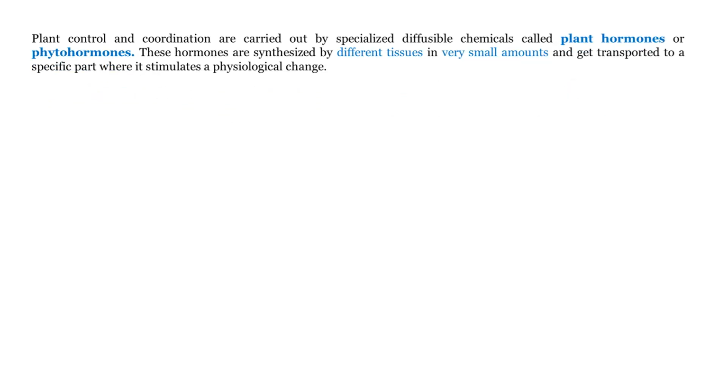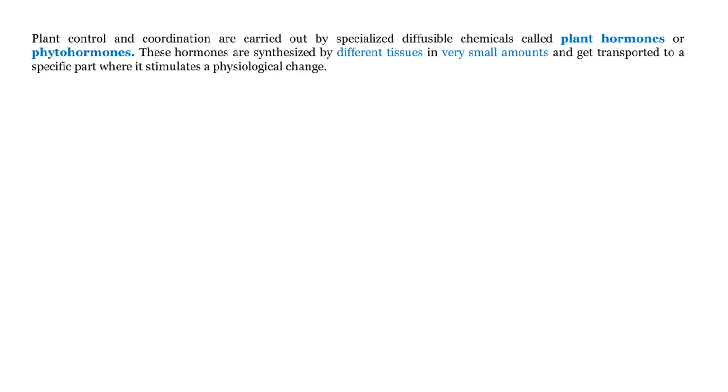Let's move ahead. Plant control and coordination are carried out by specialized diffusible chemicals known as plant hormones, also called phytohormones. These hormones are synthesized by different tissues in very small amounts and get transported to a specific part where they stimulate a physiological change. There are 5 hormones found in plants, and they serve various functions.